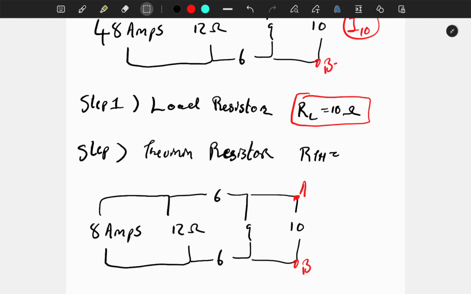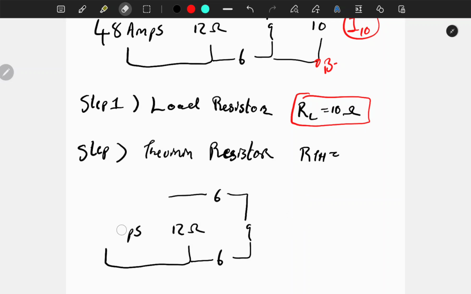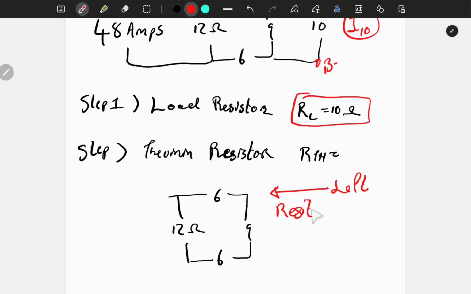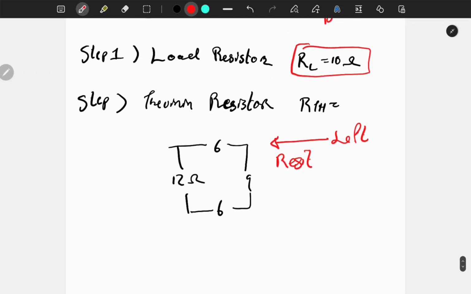So I hope you guys haven't forgotten the rules. The rules are basically simple. You're going to remove the load, you're going to remove the source, and you're going to work from the left to the right, from the left to the right.